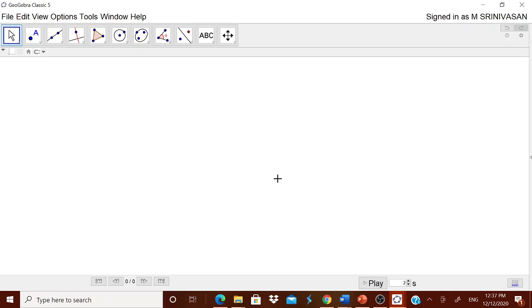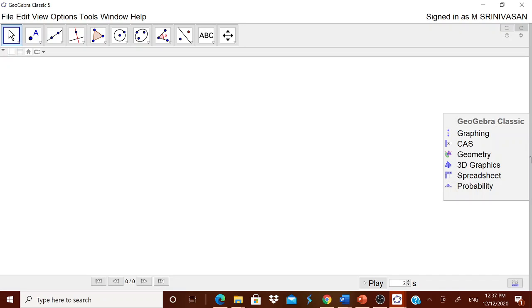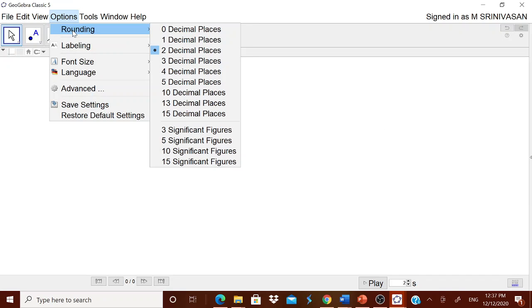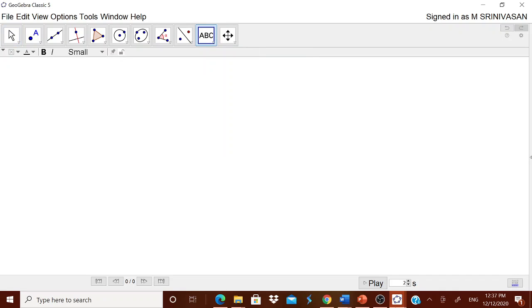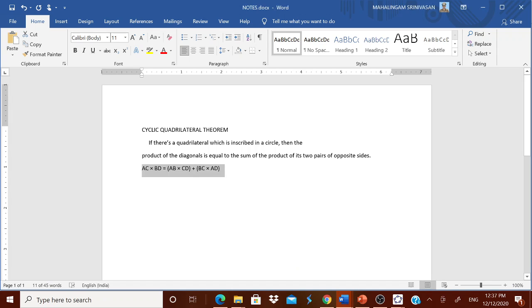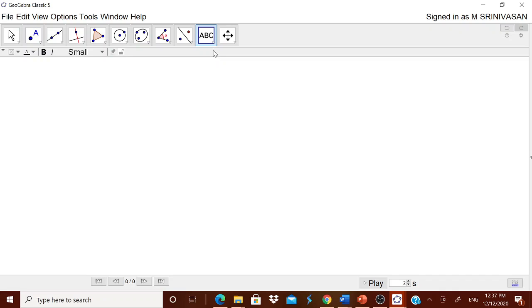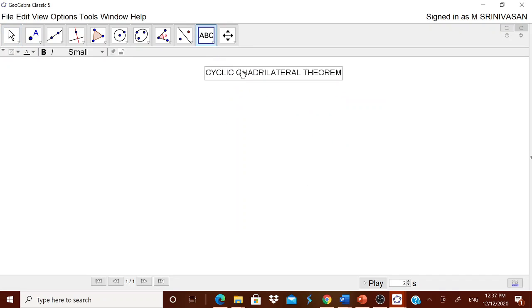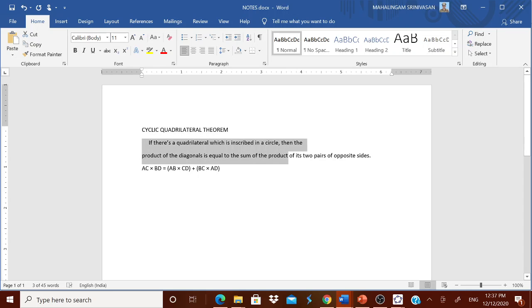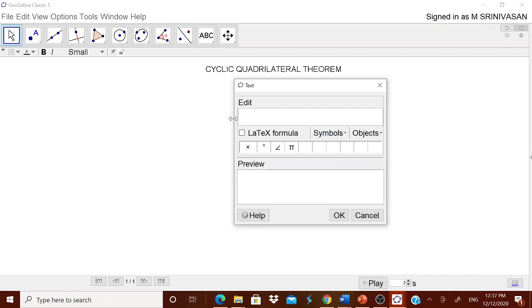For that, I have taken a GeoGebra Classic 5 worksheet, geometry view, option rounding off to 2 decimal places, labeling of new points only. As usual, we will go for the heading. The heading will be Cyclic Quadrilateral Theorem, which will be a very interesting theorem for the children to learn. Now we will ask them what is a cyclic quadrilateral, what do you mean by diagonal, and what do you mean by opposite side. Then we can declare the statement of the theorem.